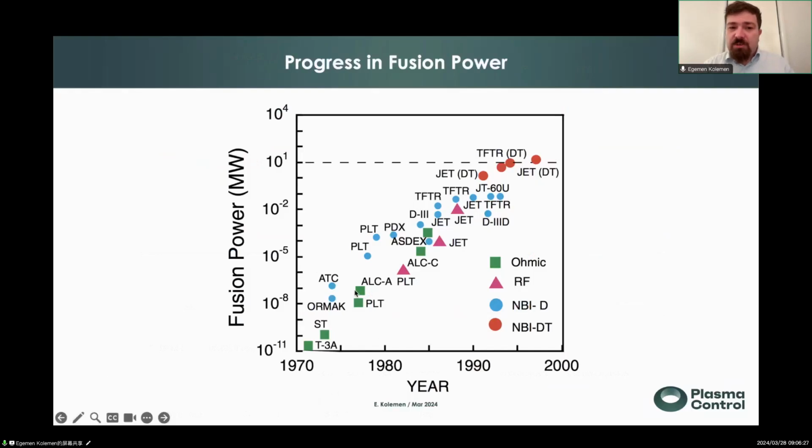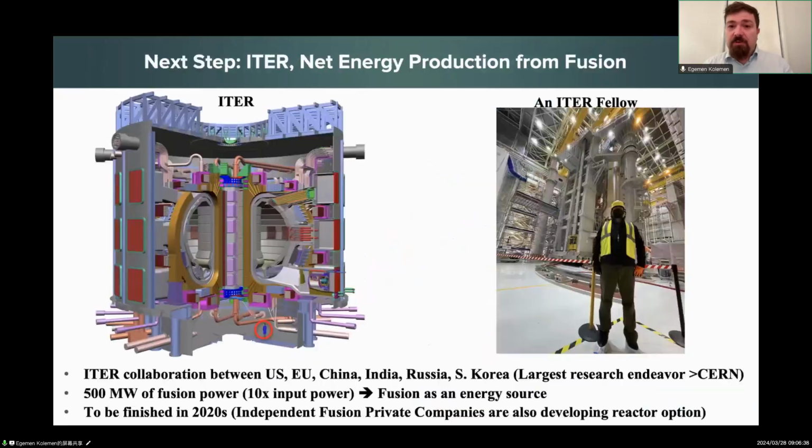There's been a lot of progress that's been made. This is the years versus the fusion power. We went from negligible powers to megawatts of power around 2000. And if we look at the future, we have ITER. It's a collaboration between the US, EU, China, India, Russia, and South Korea. It's the largest research endeavor in the world.